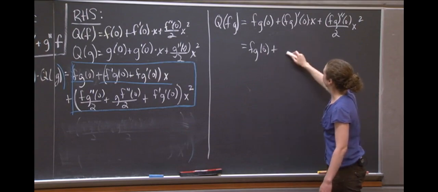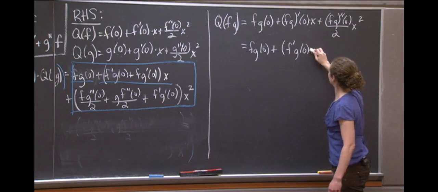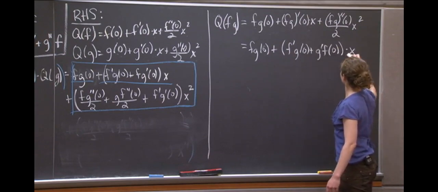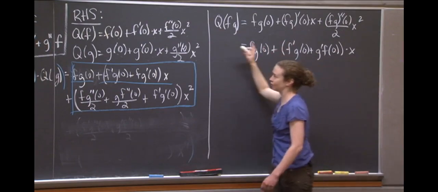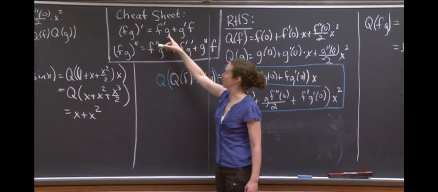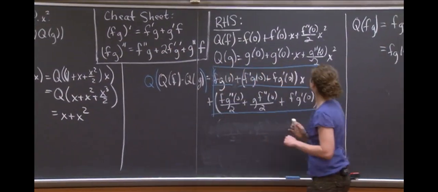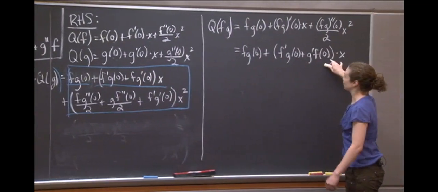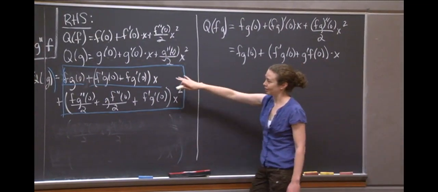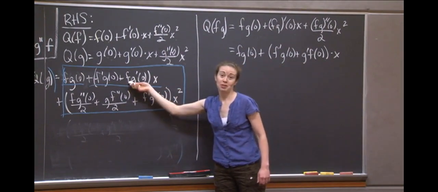We can see we already have one of those, so that's nice. What do I get here? I get f prime g at 0 plus g prime f at 0 times x. That comes, let me remind you, I'll walk over here, from the cheat sheet, the first thing. (fg)' is f prime g plus g prime f. We know that one pretty well, but just to remind you. So that's where this term comes from. This looks promising because if we come back to our quadratic of f times quadratic of g, it looks exactly like the second term here.